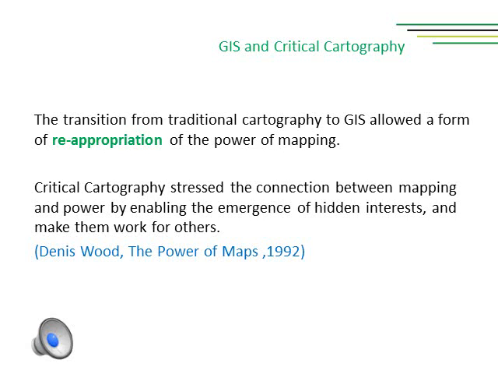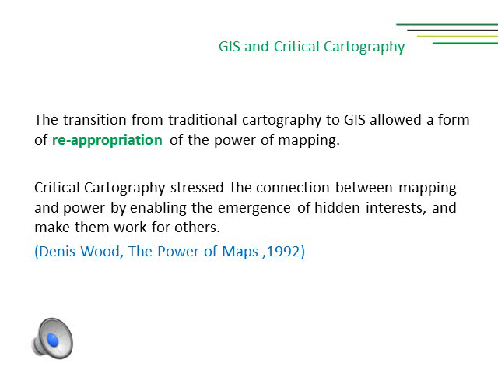The transition from traditional cartography to GIS allowed a form of reappropriation of the power of mapping. The theories of critical cartography stress the connection between mapping and power by enabling the emergence of hidden interests. In this regard, the publication of Denis Wood, The Power of Maps, 1992, was particularly significant. His message that those hidden interests could be made to work for others became a manifesto for many counter-mapping projects.